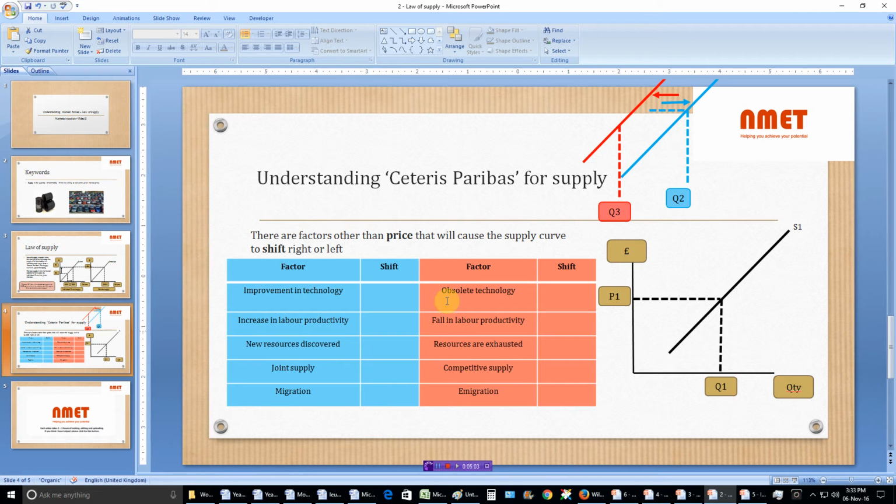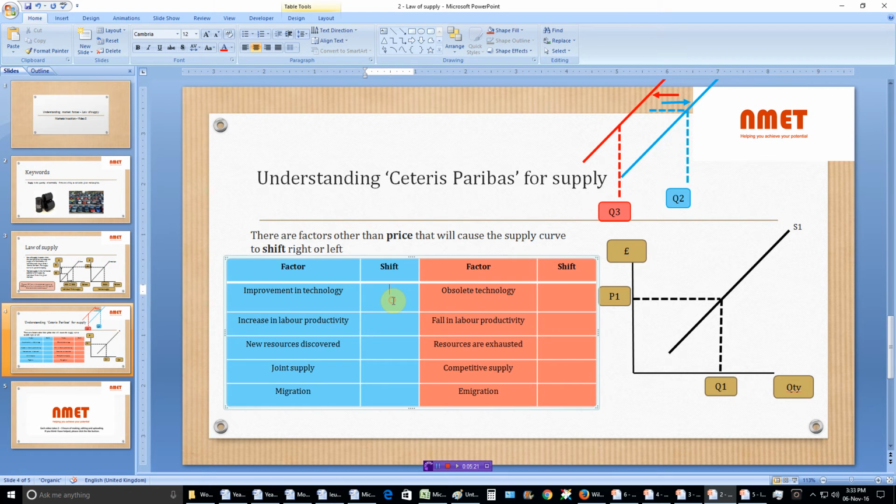So let's have a look through this. These are the factors other than price that will cause the supply curve to shift right or left. So, improvement in technology. If technology improves, what will happen to the supply curve? Will it shift to the right or to the left? It will shift to the right, because more quantity will be provided.